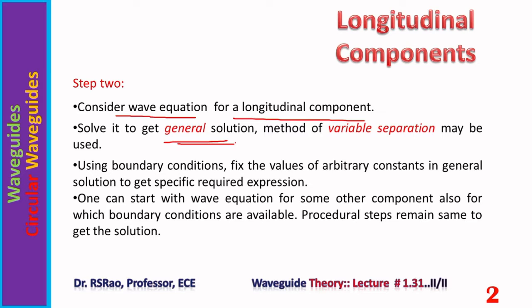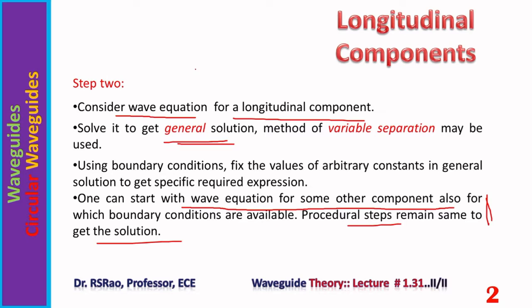Once the general solution is obtained, it involves several arbitrary constants. Using boundary conditions, the values of those constants are to be fixed. So boundary conditions are required. Once the values of the arbitrary constants are fixed with the help of boundary conditions, it results in a specific solution. Here one point of caution is that one can start with a wave equation for some other component also, for which boundary conditions are available. The procedural steps remain the same to get the solution.